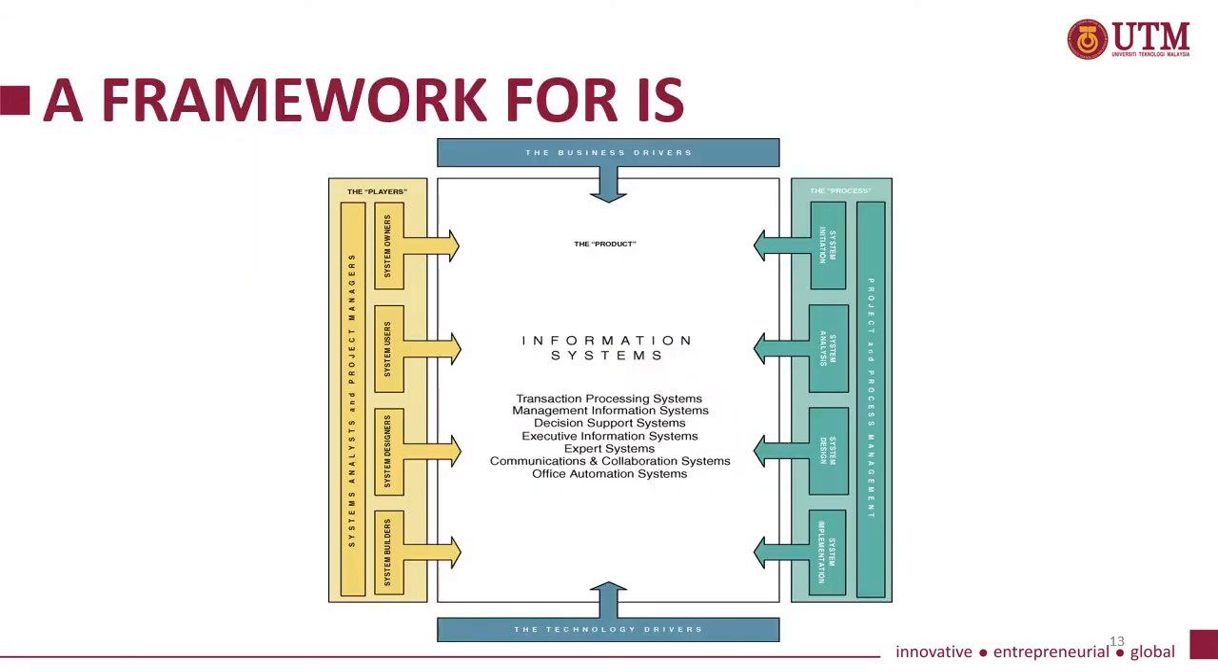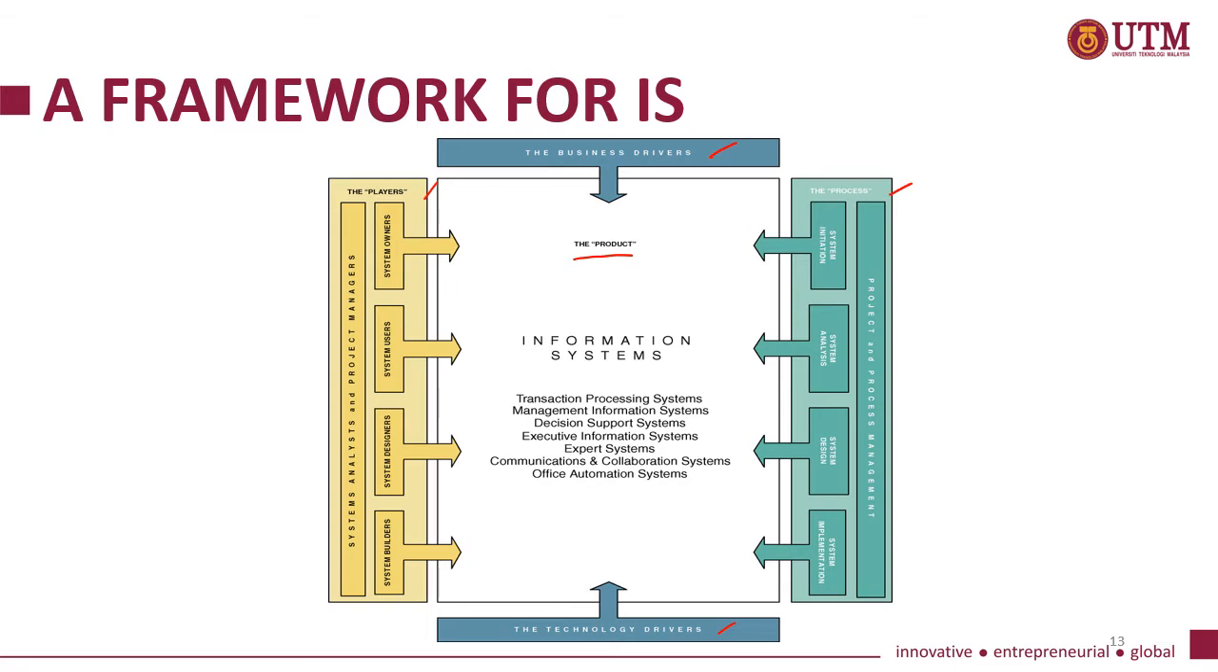This slide shows the framework for information systems. We have 4 main players: the technology drivers, the business drivers, the players, and the process. The players consist of system analysts and project managers. We have system builders, system designers, system users, and system owners. The process consists of project and process management. It contains system initiation, system analysis, system design, and system implementation. The combination of these 4 produces the product, which is the information system itself.